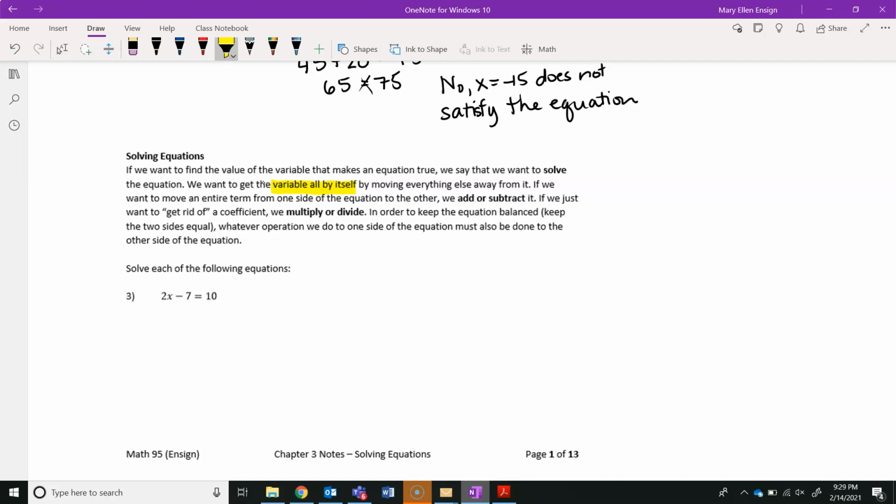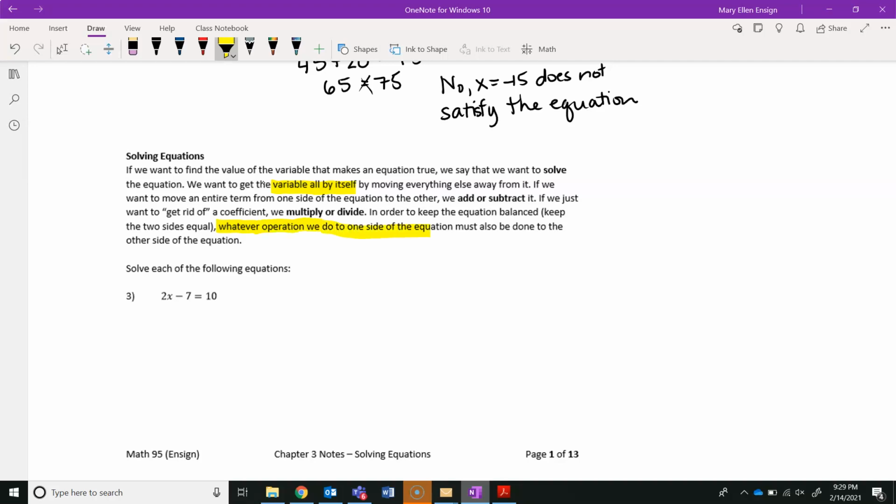So when we need to move an entire term, we can add or subtract. If we want to just get rid of a coefficient, we want to multiply or divide. A coefficient is the number in front of the variable. And we'll talk about that in a second. So this is really important though, right?